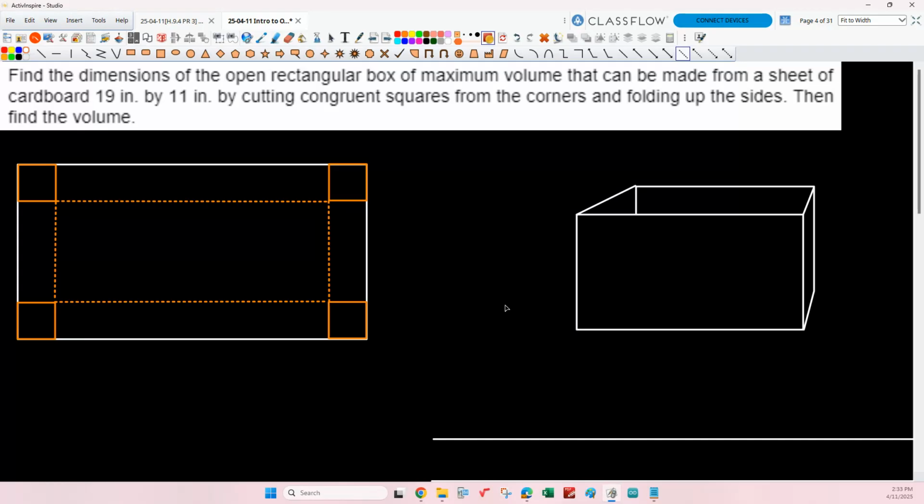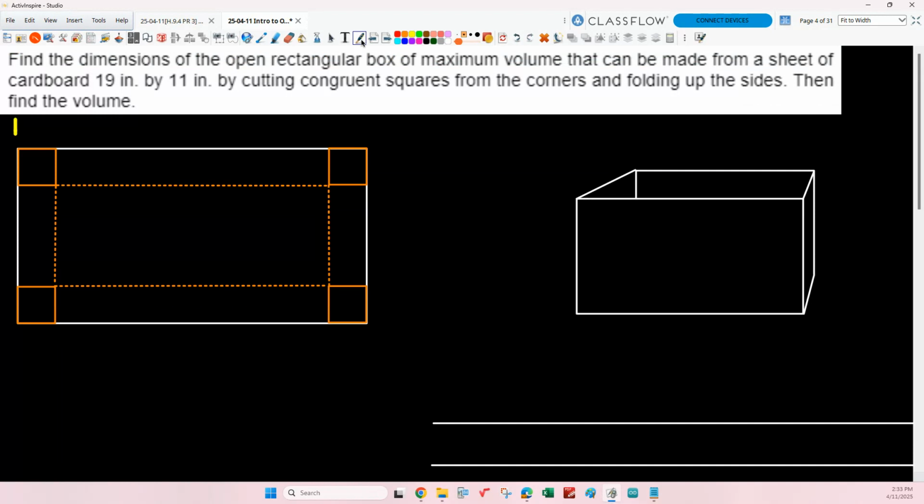What can we do? Can we put some numbers in? Yeah, so we know the distance of the cardboard. Okay. So then doesn't that mean that this distance is 19, right? And that distance is 11, right?